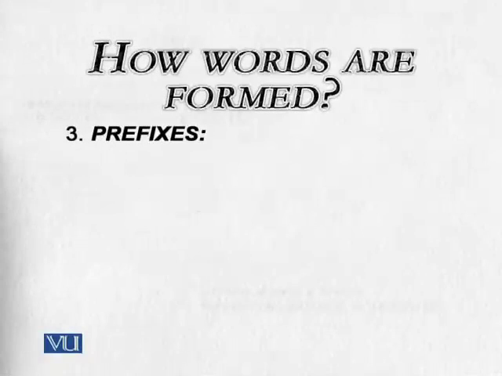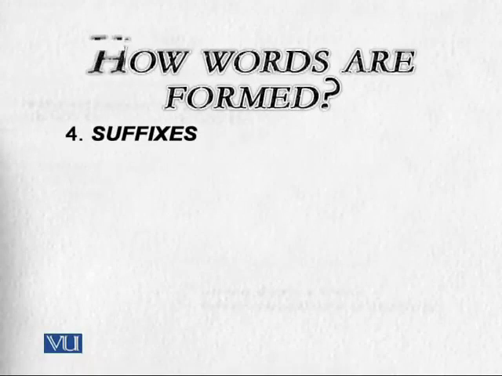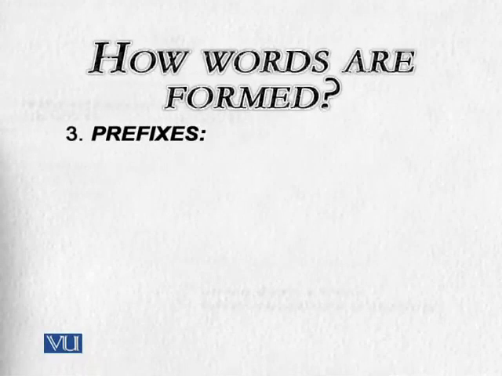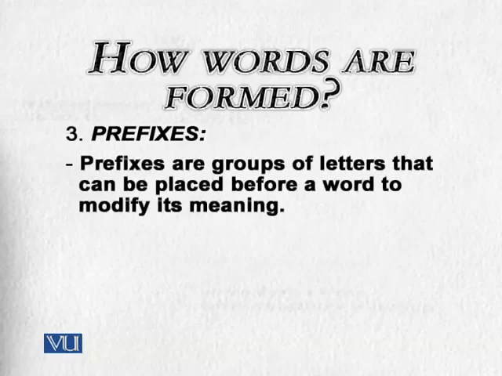Now, we have seen so far two ways of word forming. Number one was changing word forms. And the second one is portmanteau, borrowing portions from words, combining them, and creating new words. Now, two more, which we call prefixes and suffixes. Now, what are prefixes and suffixes? Look, a prefix is not, of course, a word. You can say it's a group of alphabets. You can put this group of alphabets at the start of a word, and you can create a new one.